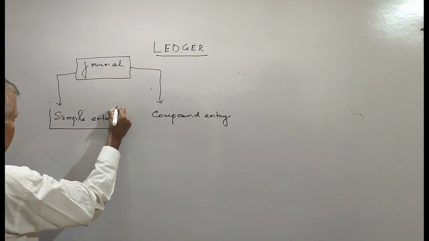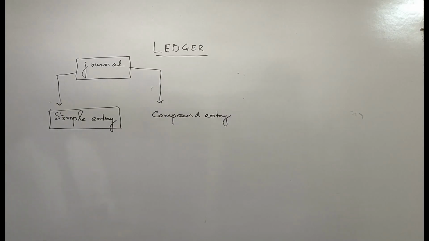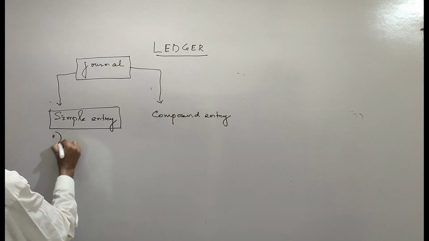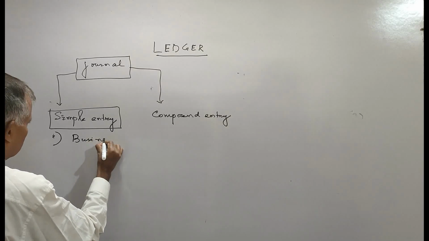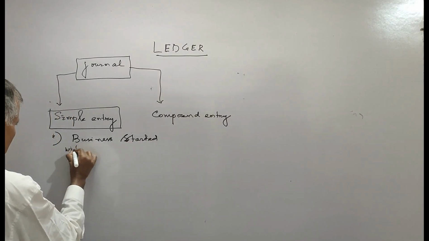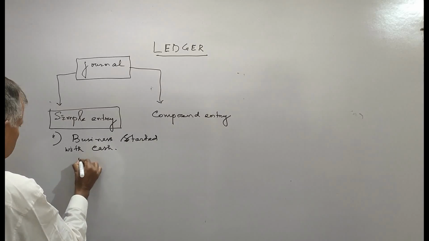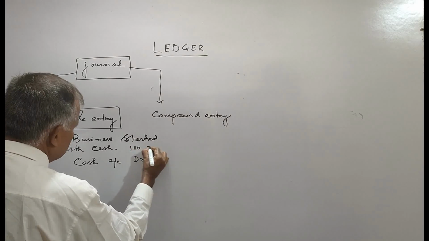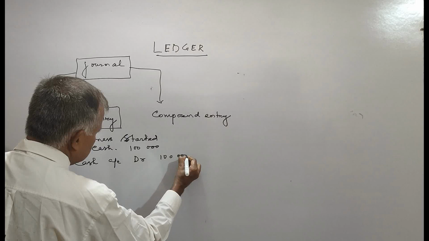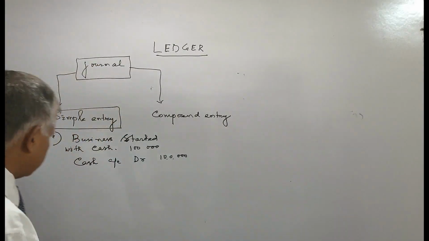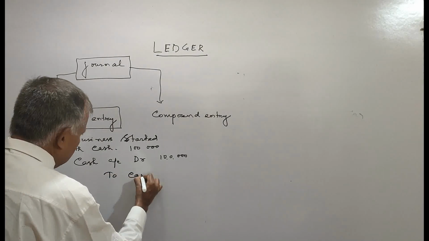Suppose this is a simple entry. Right? Business started with cash. So this is cash account debit, say 1 lakh. Cash is coming to the business, therefore cash account is debited. Cash is an asset. If an asset increases, then it is debit. So cash account debit to capital.